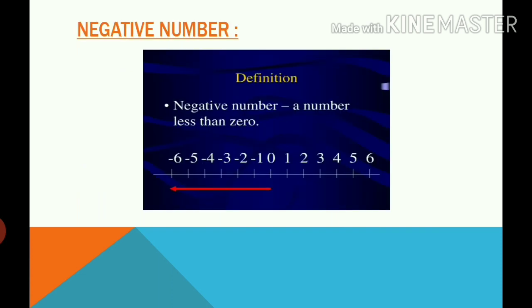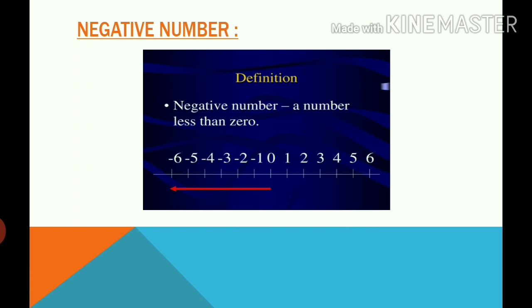And here you can see on a number line the numbers which are on the left hand side of 0 are negative numbers. So all the numbers which are less than 0 are negative numbers and they are on the left hand side on the number line. Remember that in negative numbers we are having all categories. We can have negative whole numbers, we can have negative fractions, and we can have negative decimal numbers. So all these categories are included in negative numbers.